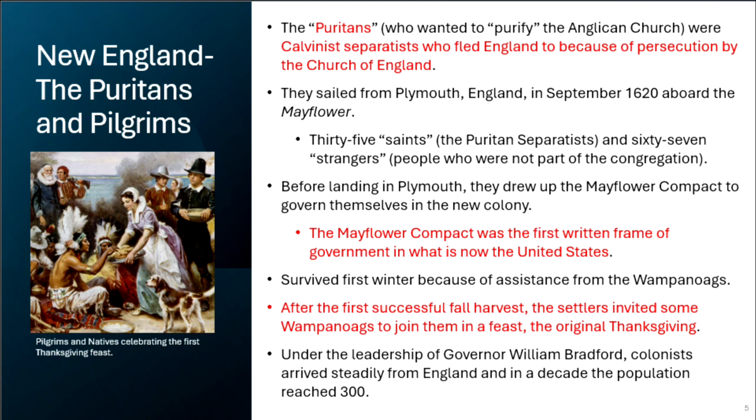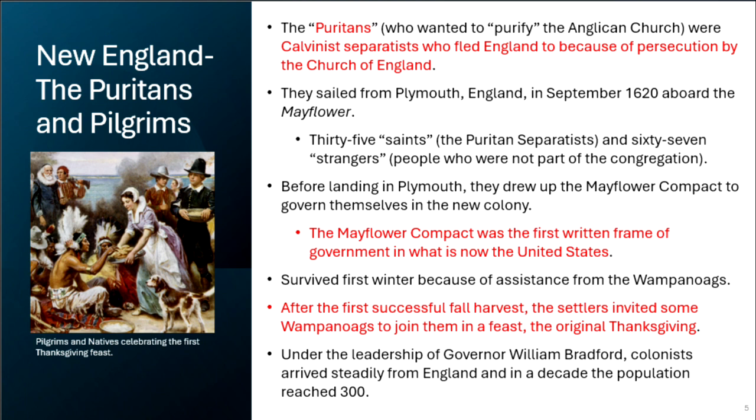What was so special about that document? You can think of it as the very first written framework for government in what would become the United States. Yep. These settlers, before they even set foot on land, agreed to create laws for the common good and to abide by them. That's amazing, right? They were laying the groundwork for self-governance and democracy. Exactly, and it's an idea that would echo through the centuries, shaping the very foundation of American political thought.